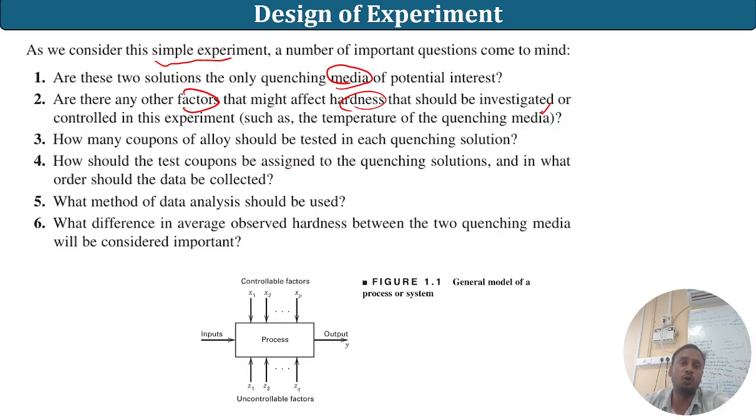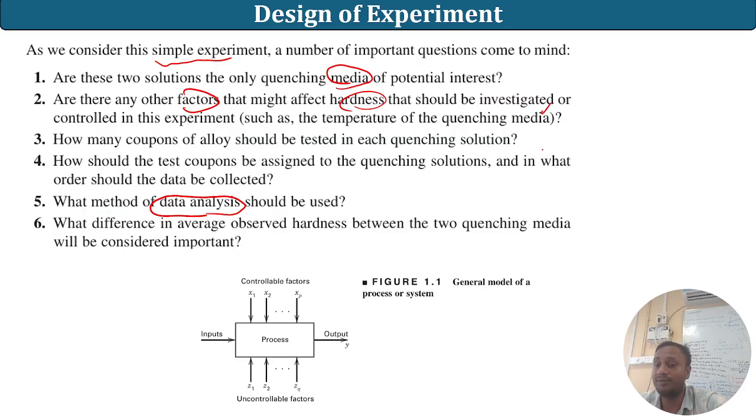And then, how many coupons of the alloy testing, or how many times will you do the testing: only one, two samples, three samples? How can we change things so the data will be collected? What method of data analysis will be used? Once we have collected the experiments, we have to decide which statistical method to go with, such as one-way ANOVA or t-test, and whether our data is going to be normal or non-normal.